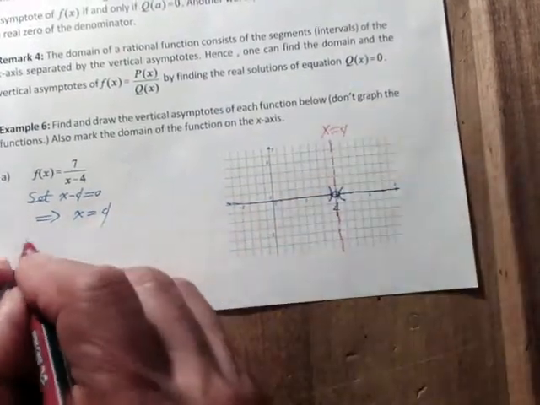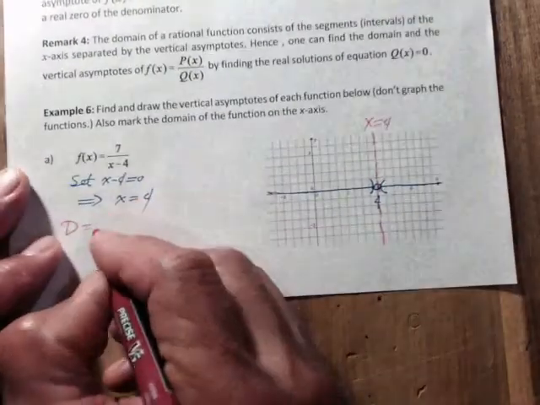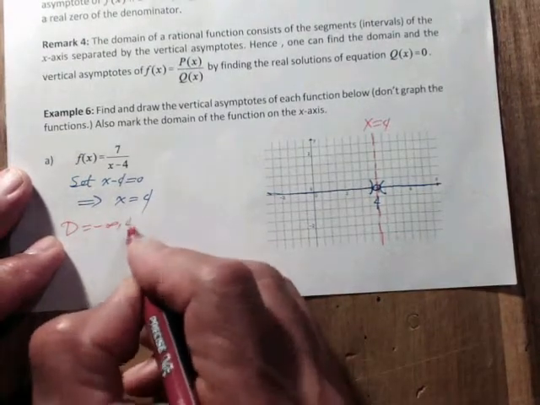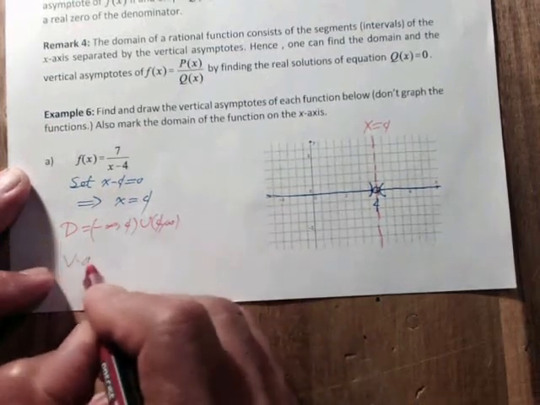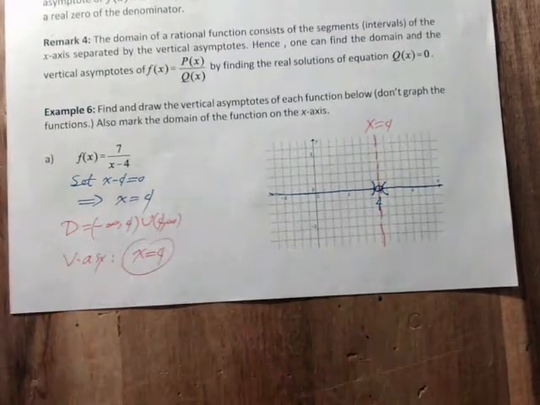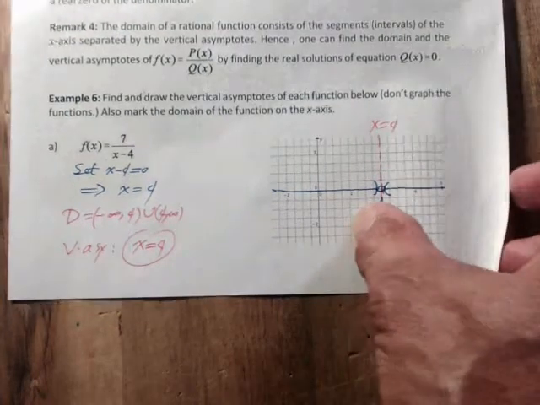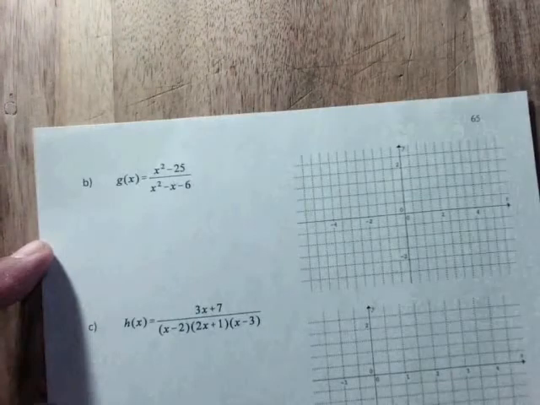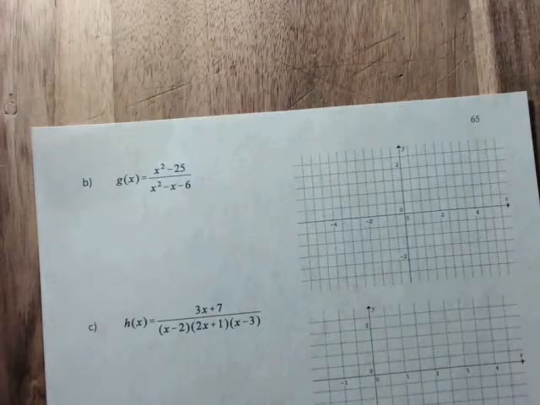So the domain is minus infinity to 4 union 4 to infinity, and the vertical asymptote is x equal to 4. Okay, that's it. Good. That's all the problem asks us to do, and that's all I do. We do more with them later on. We're eventually going to graph rational functions without a graphing calculator, and then check with a graphing calculator.